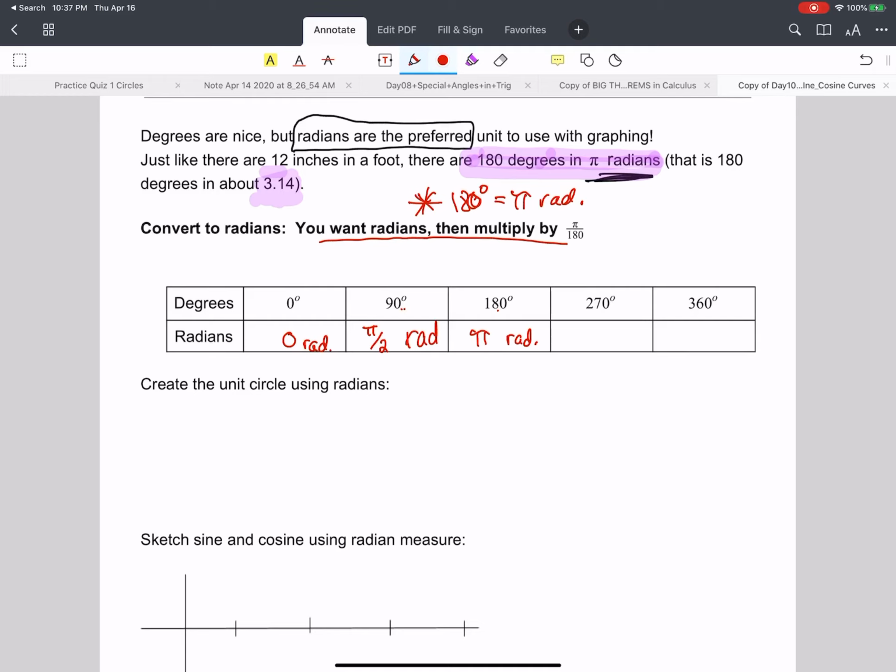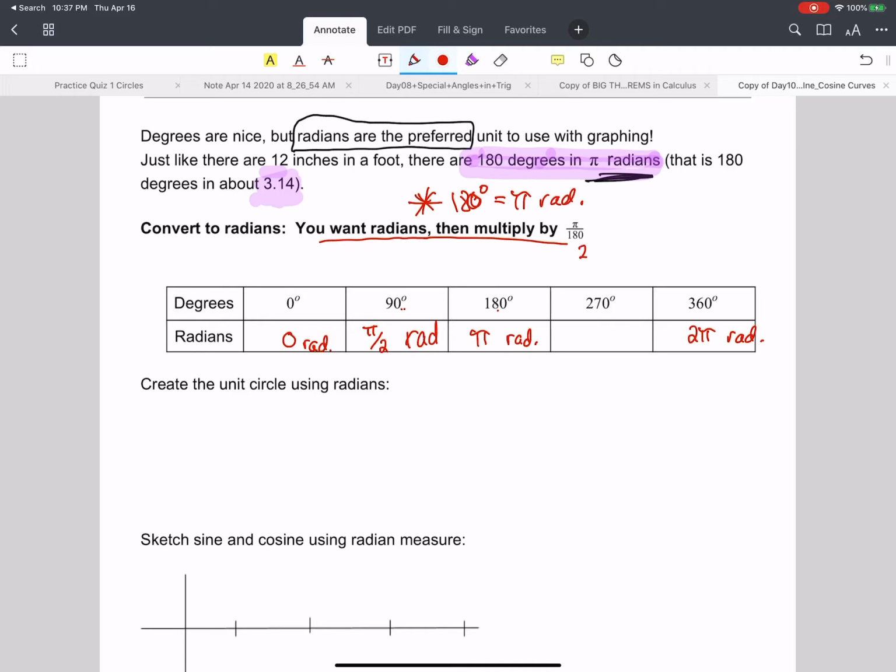All right, it gets a little tricky for 270, and I'll show you that one. But 360, if 180 is pi, then what's 360? 2 pi radians. You don't have to keep writing radians. I'm just doing that right now. But 270, some people get a little freaked out by that one. They're not sure. If you figured it out, great.